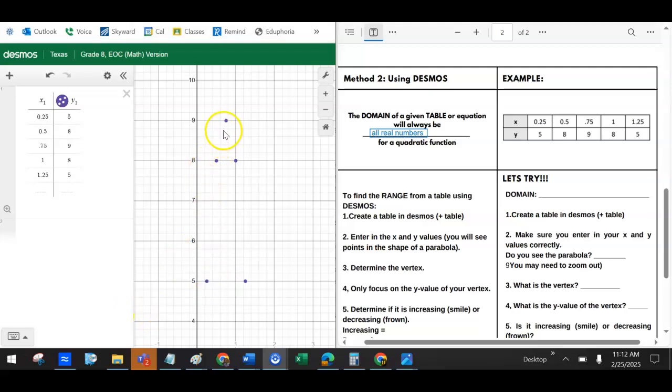So again, you can see the parabola. You can see the tippy top right here is 0, 9. So for our domain, you can put all real numbers.